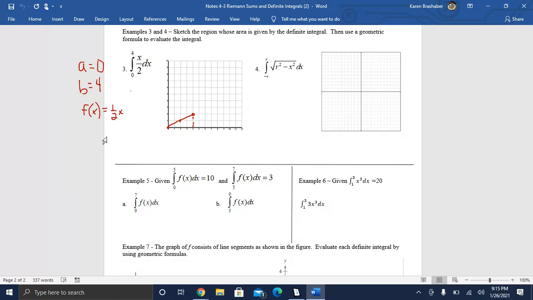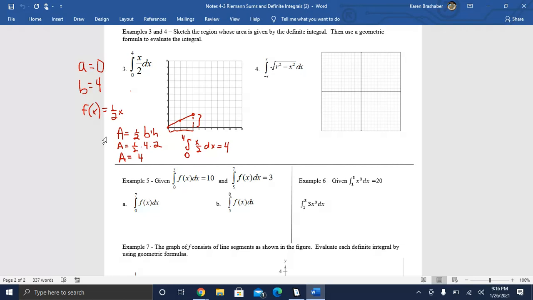So the area for this triangle, for all triangles, is 1/2 times the base times the height. The base of our triangle is 4, and the height of our triangle is 2. So 1/2 times 4 times 2 is going to give us an area of 4, and therefore the integral from 0 to 4 of x over 2 dx would equal 4. We can calculate that by calculating the area.